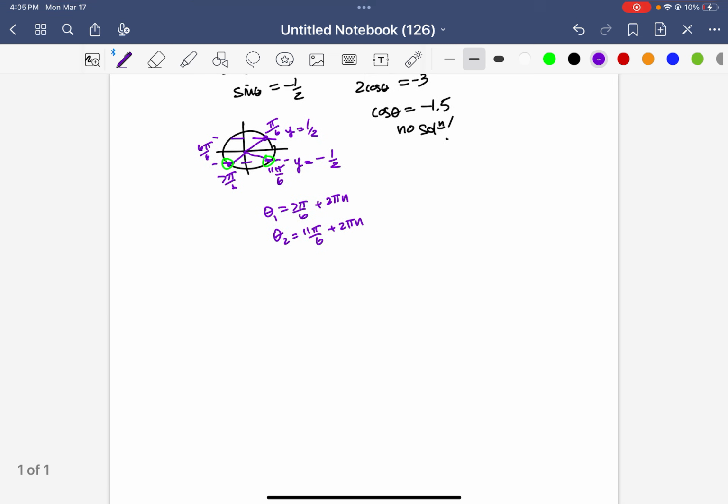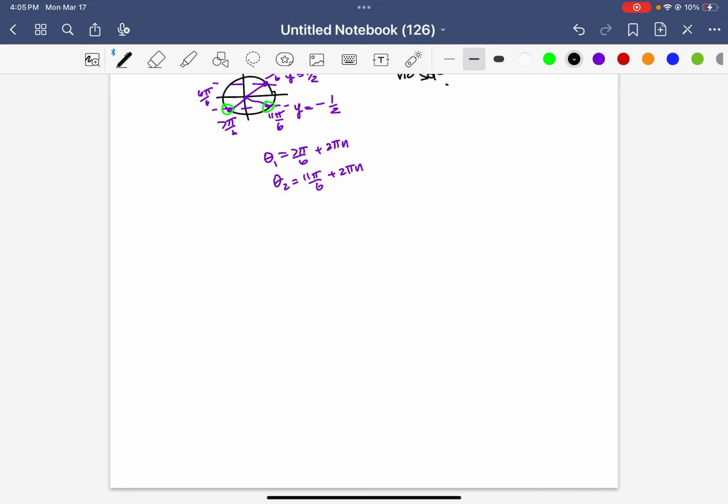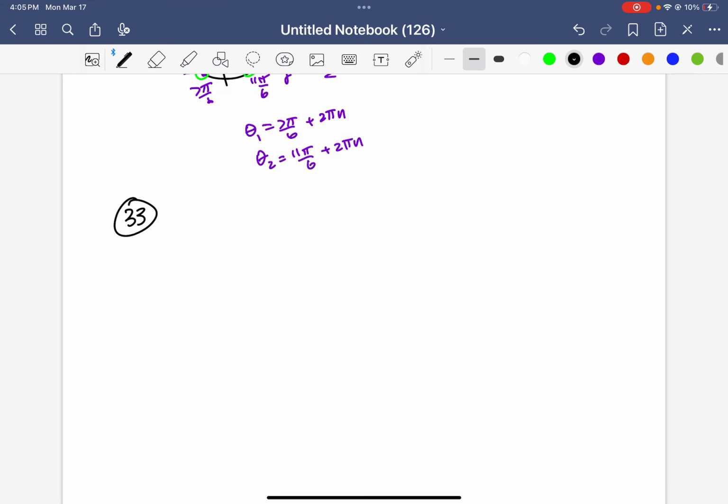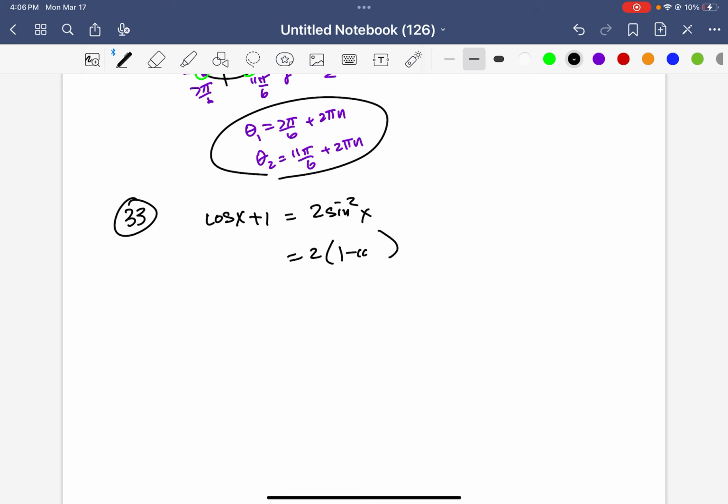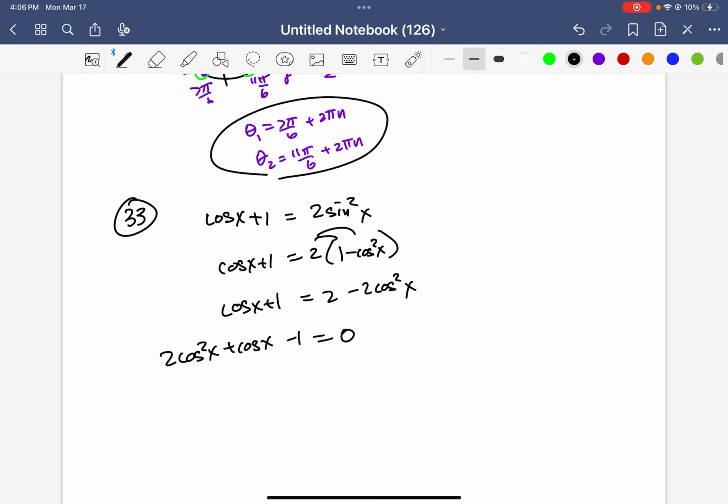Okay, so that's 31. And so let's look at 33. It wants to know where is cosine of x plus 1 equal to 2 sine squared of x. Well, since sine squared is 1 minus cosine squared, something I need to have memorized, I can distribute and get 2 minus 2 cosine squared x is equal to this. Then I get everything on one side. So I have 2 cosine squared x, and if I subtract 2, I'd get minus 1 on the left.